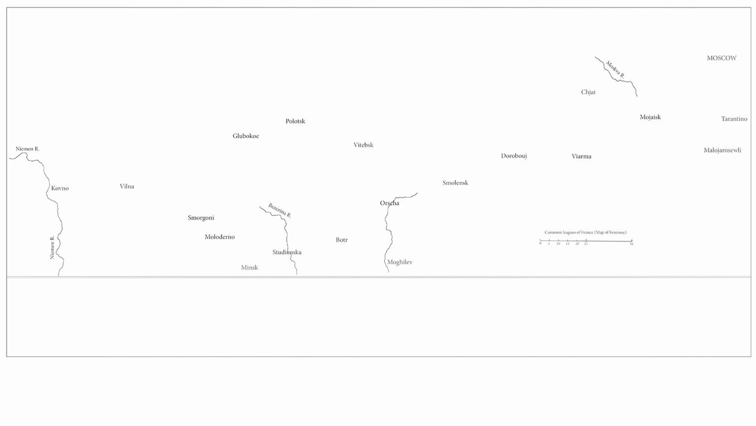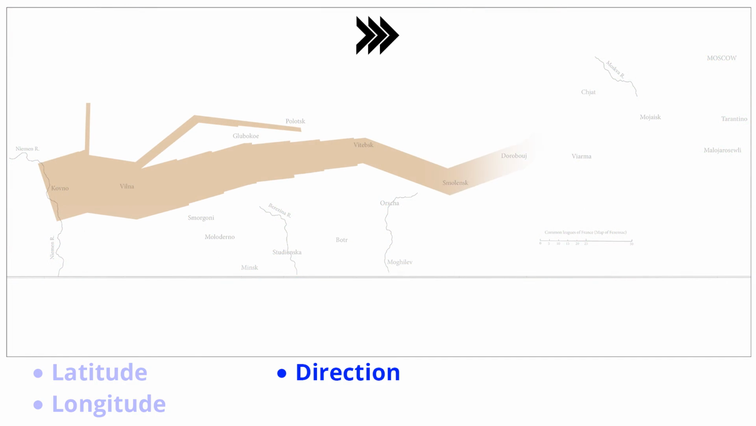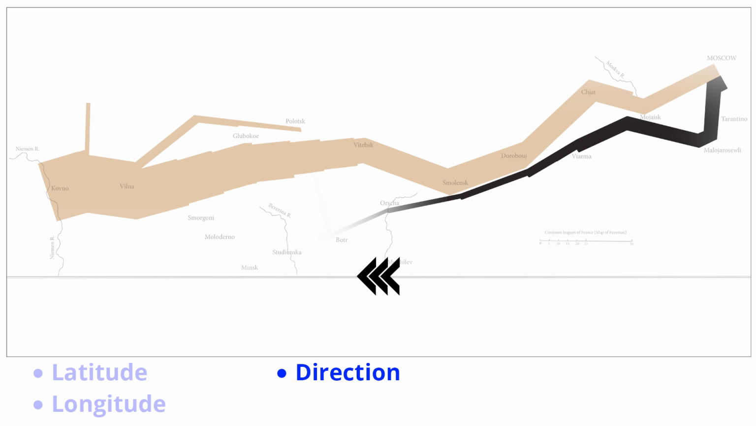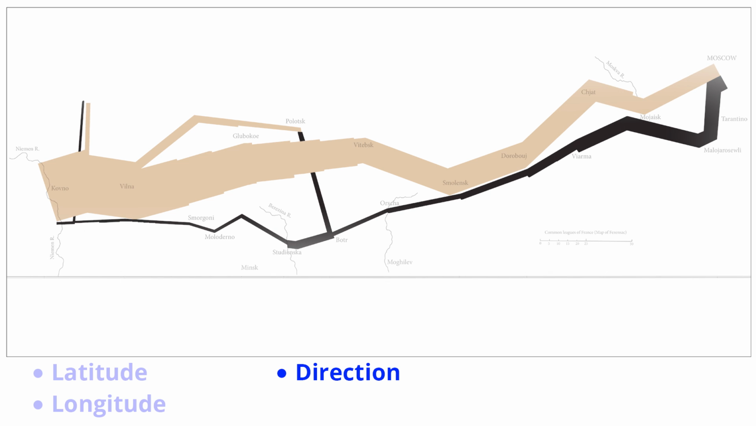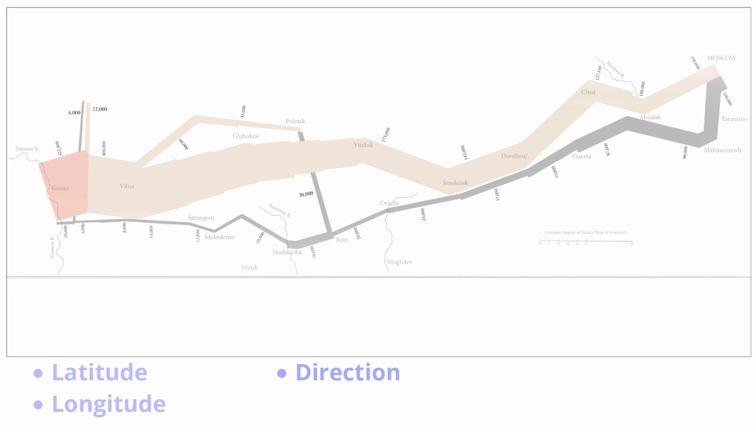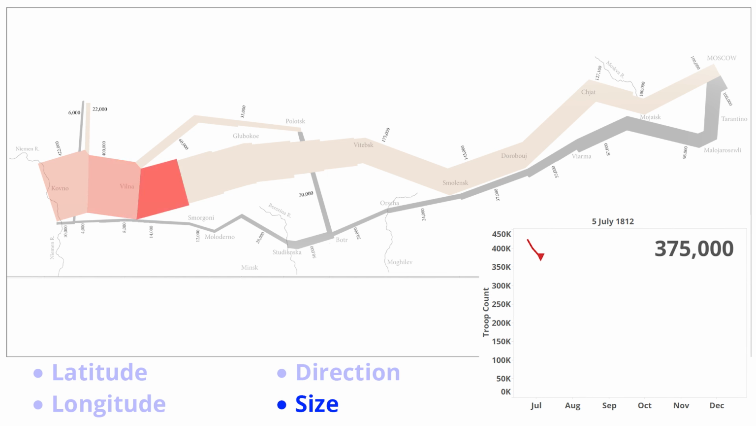Let's break it down. I'll use the translated English version for ease. First, we have latitude and longitude, aka where things are on the map. Then we have the army's direction of movement, seeing them go to Moscow and come back, and part of the army splitting up. Next up is the size of the army, where it gradually reduces as they progress due to fighting, desertion, and the weather.